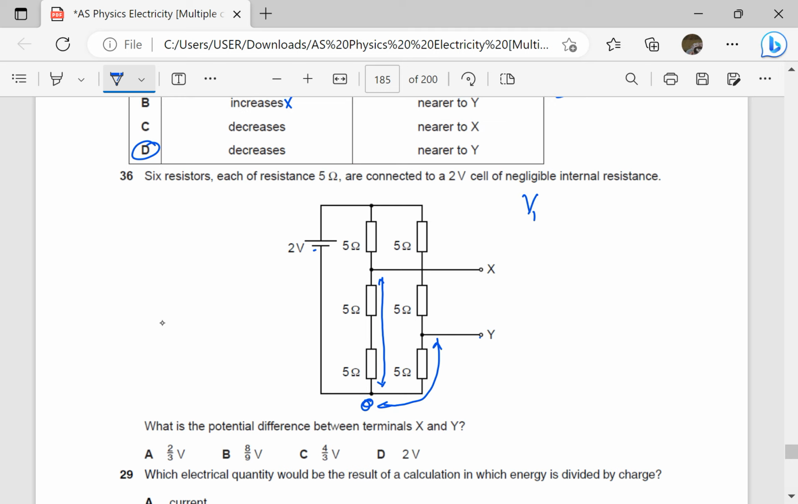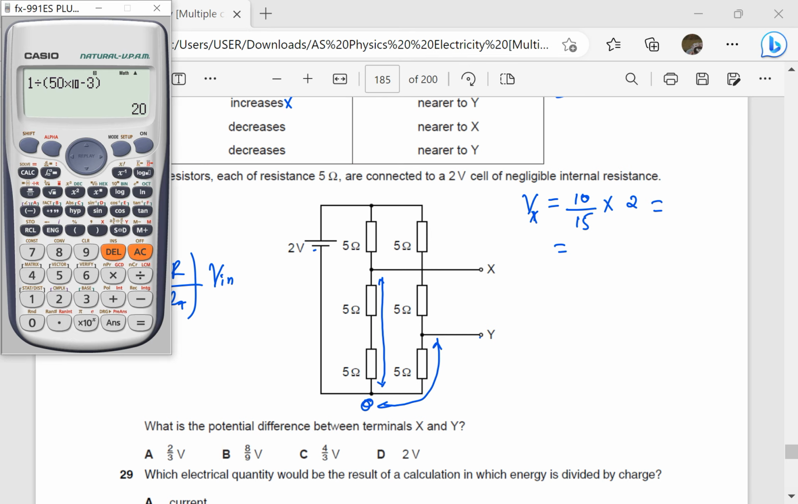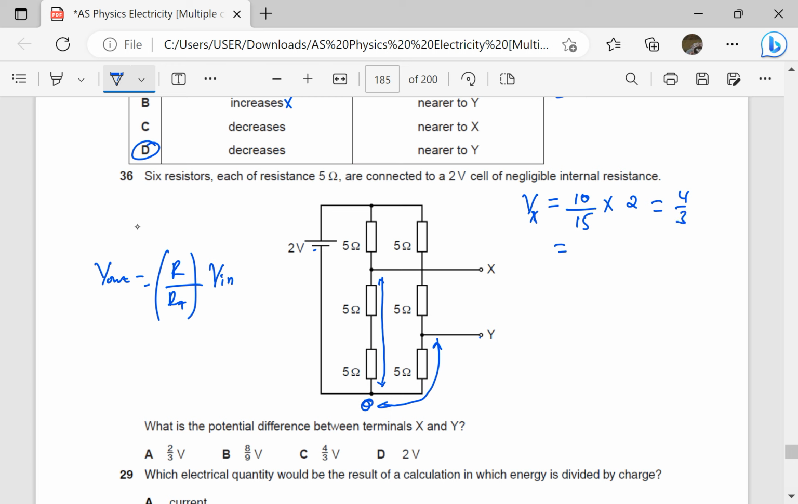So the potential at X is going to be equal to the resistances there, 5 plus 5, which is 10, over the total resistance in that branch, which is 15, times the voltage supply, which is 2. I'm using the potential divider formula, that is V out is equal to the resistance there over total resistance on that branch, then times V supplied. So this gives us 10 divided by 15 times 2, which is 4 over 3 volts. Then let's find the potential here.